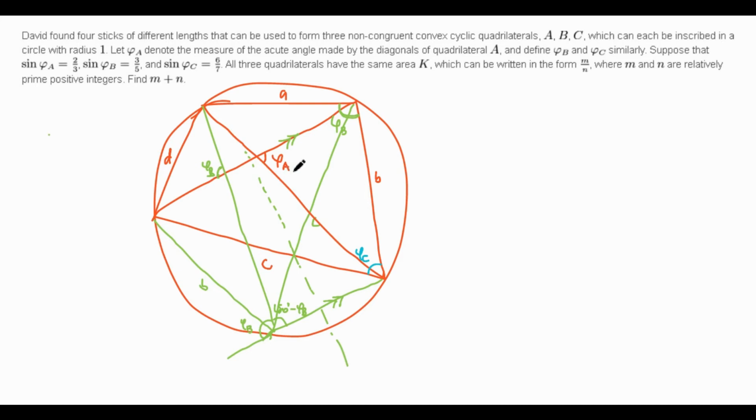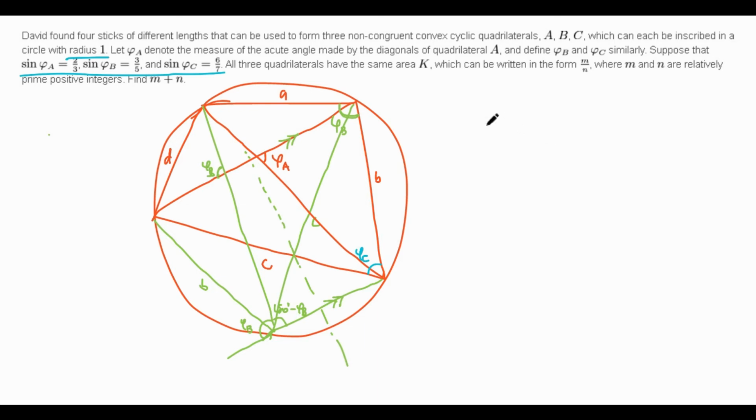So how do we take care of this? Well, we still haven't used several conditions. One condition is that sine of phi sub A is equal to 2/3, sine of phi sub B is equal to 3/5, and sine of phi sub C is equal to 6/7, and also that all three quadrilaterals have the same area K. The same area K is what we want to find. We also haven't used the fact that the circle has radius 1. Those are the two conditions we haven't used yet. So, how might we use these conditions?